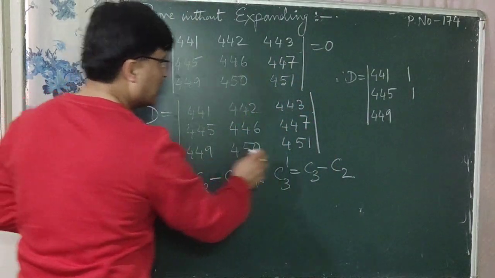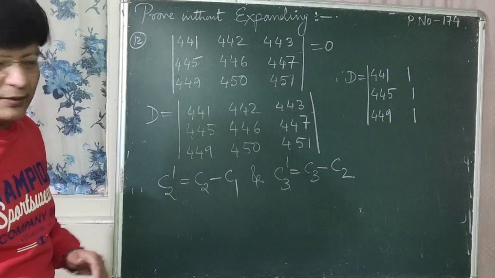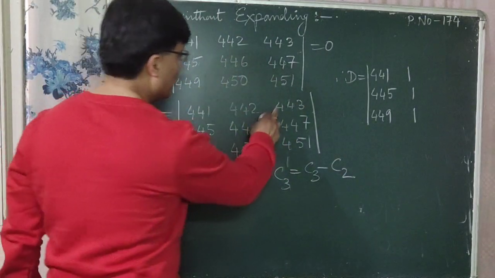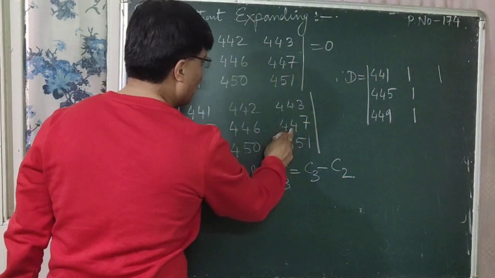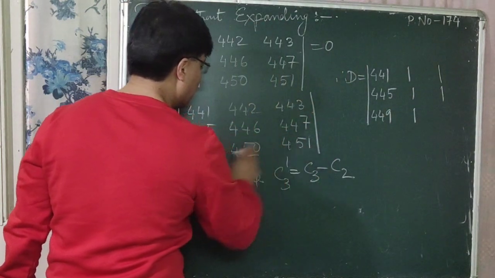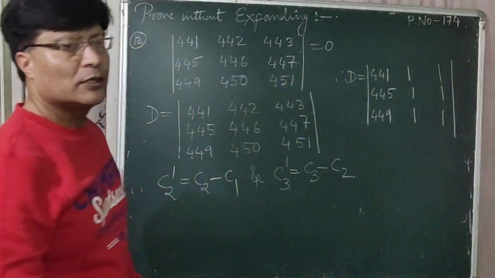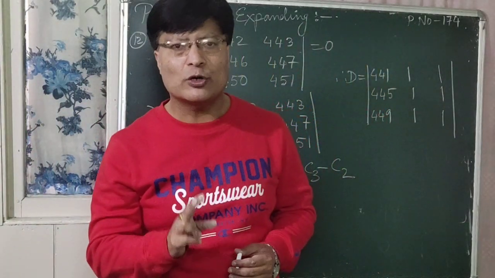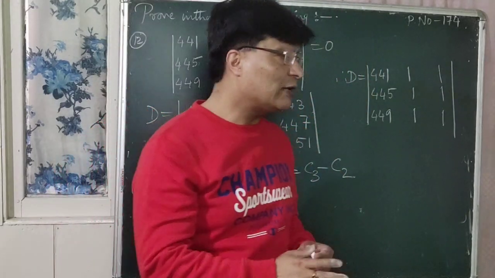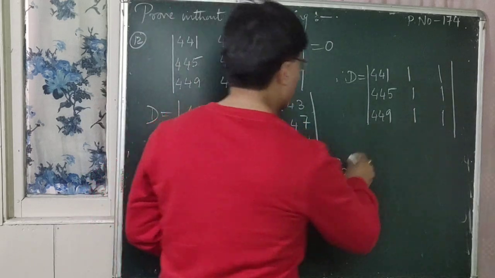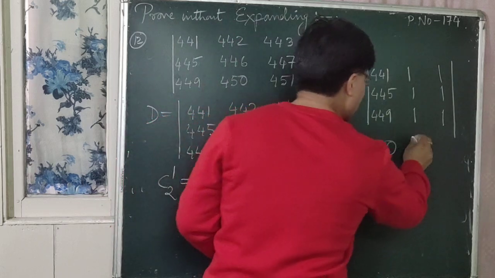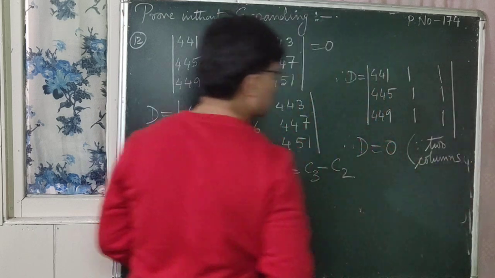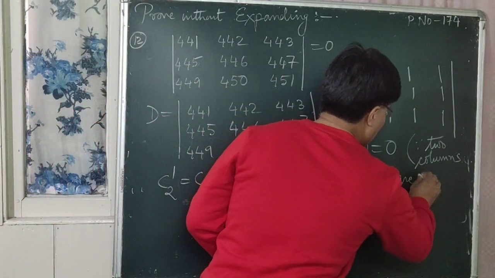We use these two properties at the same time. Therefore, D is equal to, now C1 remains as it is, that is 441, 445, 449. Then what is C2 dash? Column 2 is changing, C2 minus C1: 442 minus 441 is 1, 446 minus 445 is also 1, 450 minus 449 is also 1. So the second column is done. Now the third column is changing, C3 minus C2: 443 minus 442 is 1, 447 minus 446 is 1, 451 minus 450 is also 1.